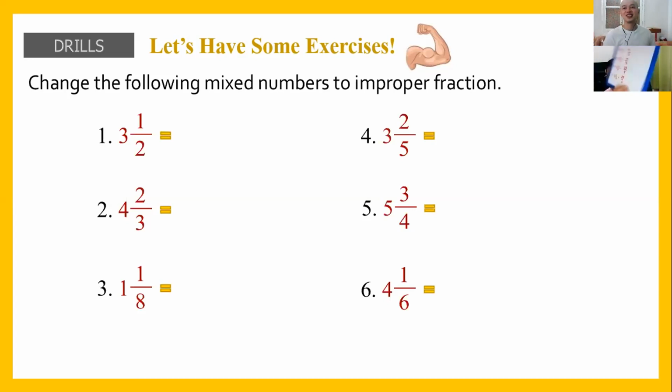Wow, excellent. You did it. You understood very well. Okay. So don't forget, if you have a mixed number, you cannot get the reciprocal unless you change it to improper fraction first. So you have to change it to improper fraction just like what you did just now. Okay?